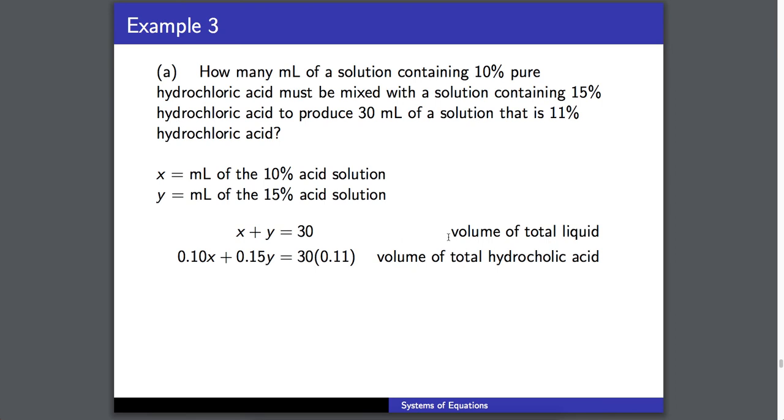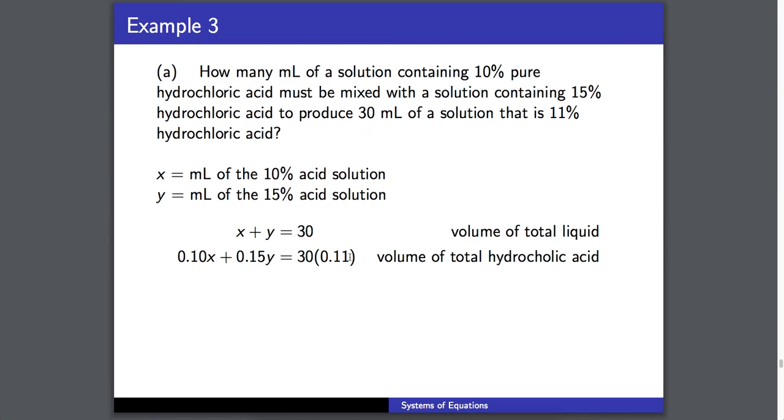Well, first of all, in terms of actual volume of liquid, we have X milliliters of the 10% acid solution plus Y milliliters of the 15% acid solution is going to equal 30 milliliters of just liquid. So our first equation, and it doesn't matter what order we write these equations, we can look at in terms of just volume of liquid, not worried about what's in the liquid or what it's made of, just how big of a container we're going to need to hold all this liquid. So we're going to need at least a 30 milliliter container.